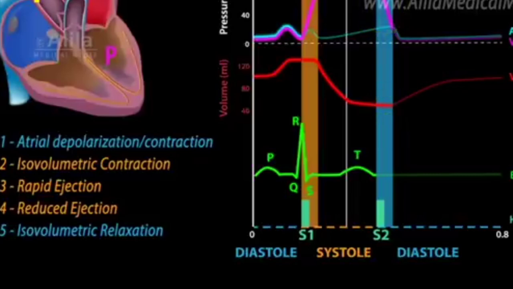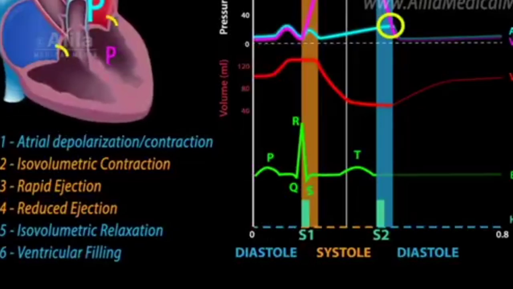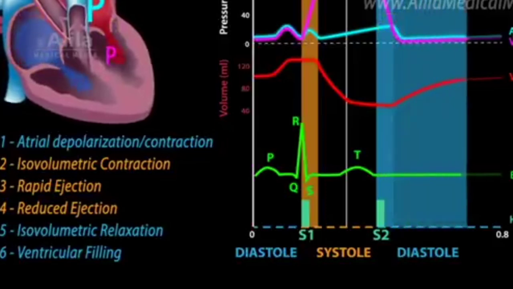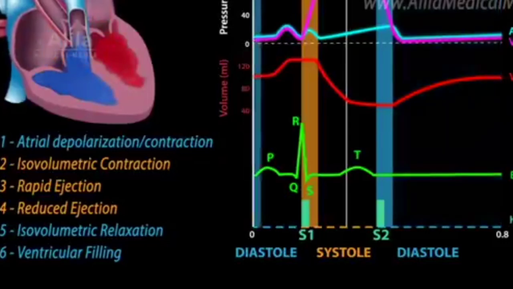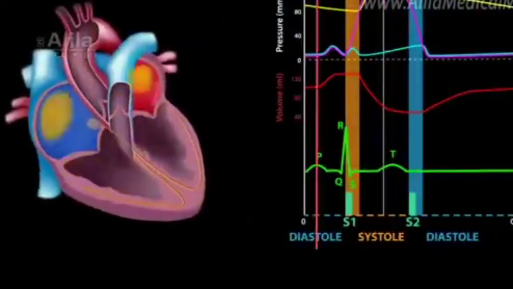Meanwhile, the atria are being filled with blood and atrial pressures rise slowly. Ventricular filling starts when ventricular pressures drop below atrial pressures, causing the AV valves to open, allowing blood to flow down to the ventricles passively. The atria contract to finish the filling phase, and the cycle repeats itself.